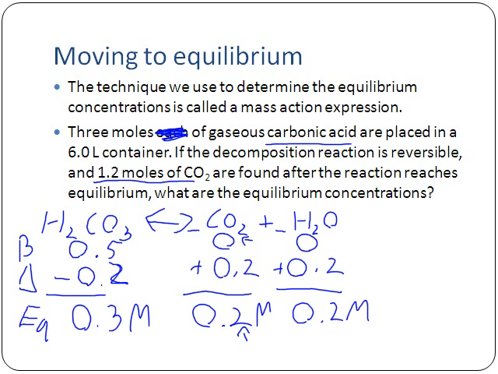So the question is, what are the equilibrium concentrations? These are them right there. I have 0.3 molar carbonic acid, 0.2 molar carbon dioxide, and 0.2 molar water. And so those are the concentrations I have of each one of these at equilibrium. If I wanted to find KEQ, I can now do that because I now know what all my equilibrium concentrations are. That's basically how you're going to set up one of these moving to equilibrium type problems. So let's work out another example like this.